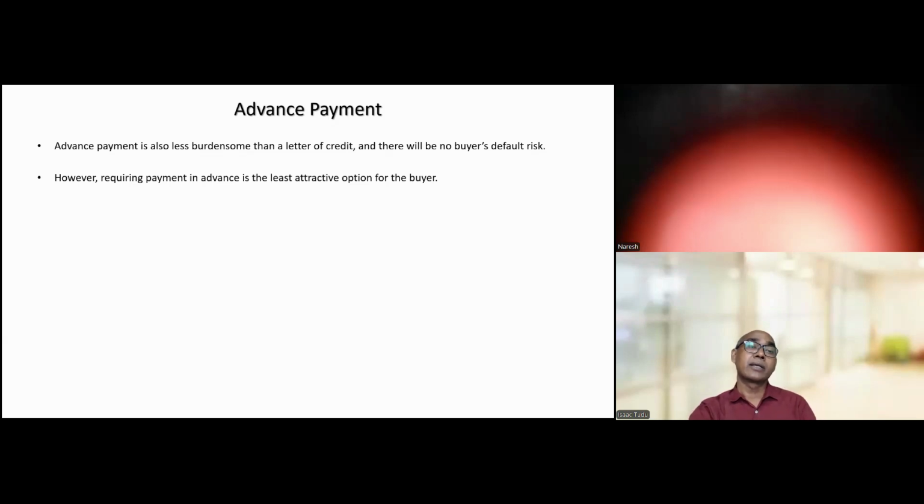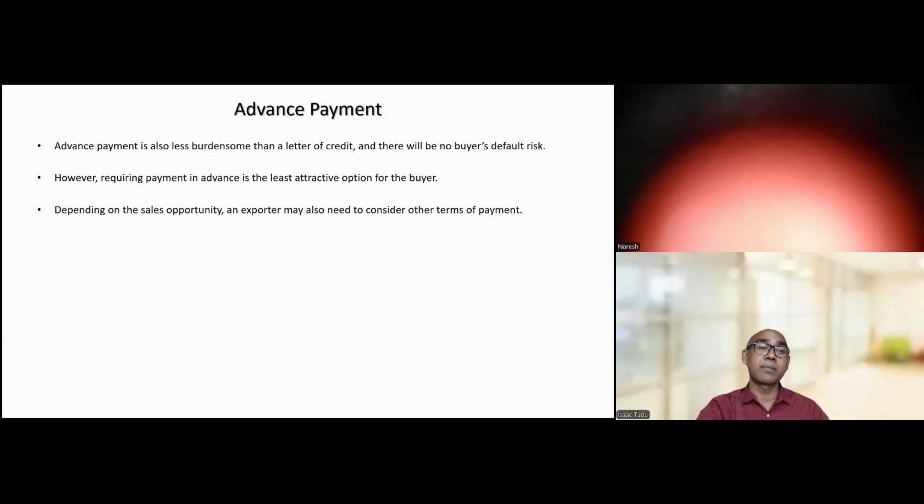However, requiring payment in advance is the least attractive option for the buyer. That is the biggest challenge. Okay, so whether you will be able to get advance payment as a term of payment in the sales contract, that we need to consider. Depending on the sales opportunity, an exporter may also need to consider other terms of payment. Why? Because it is a very competitive market. If the importer gets other payment terms and we are insisting on advance payment, maybe it will not work.